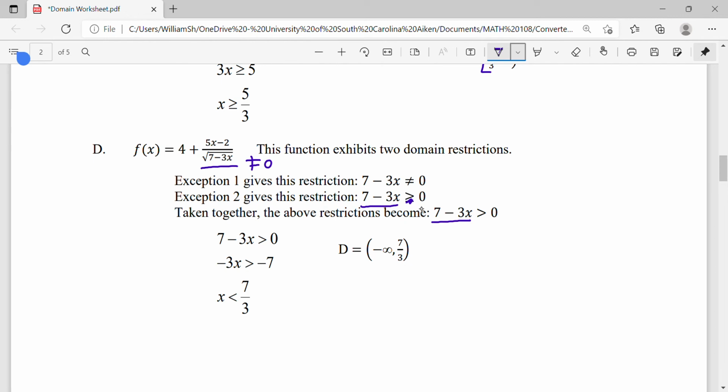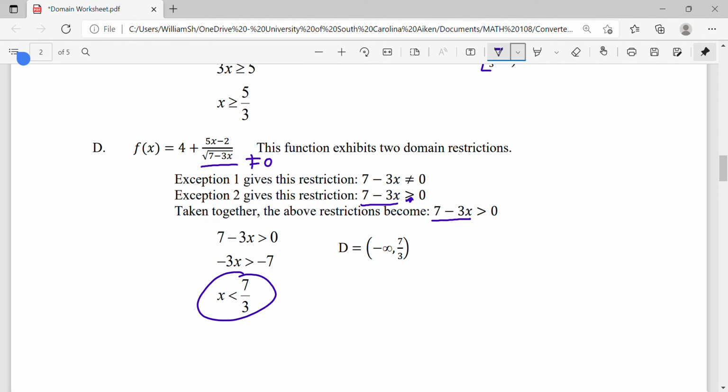We'll back solve for our x here. We get x is less than 7/3. So what we get is a problem that goes from negative infinity all the way up to 7/3, but is not equal to it because it'll cause the denominator to be 0.